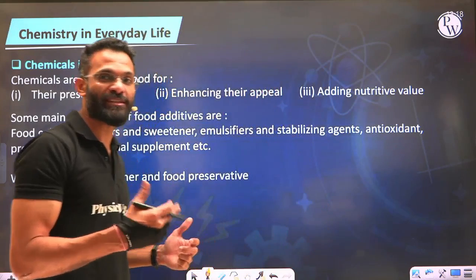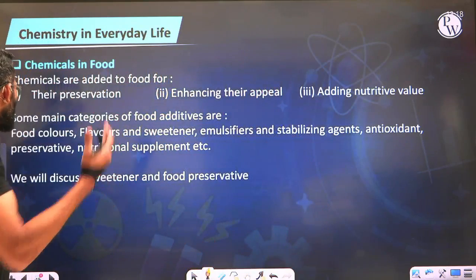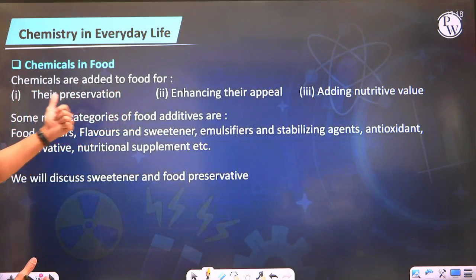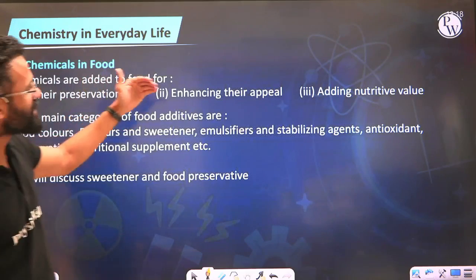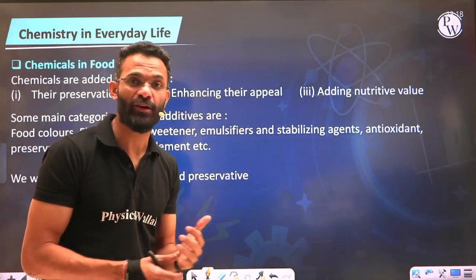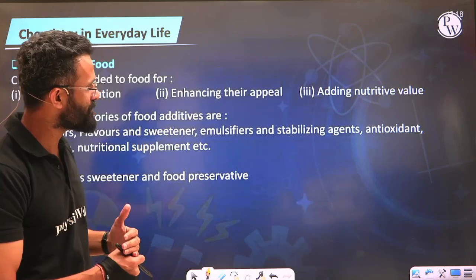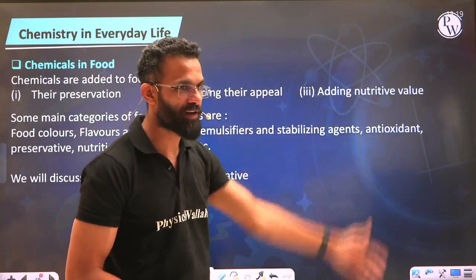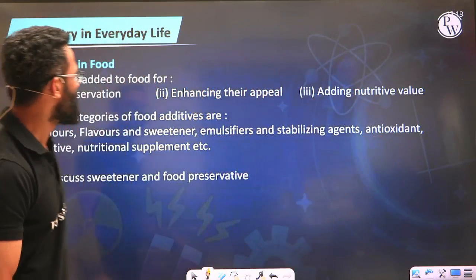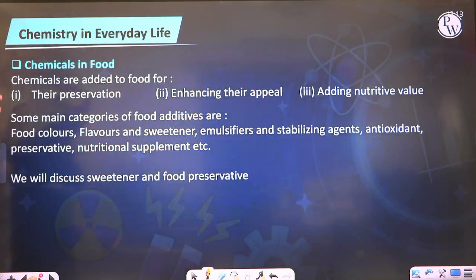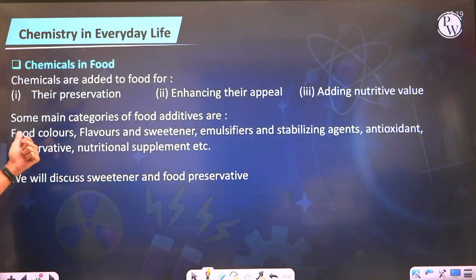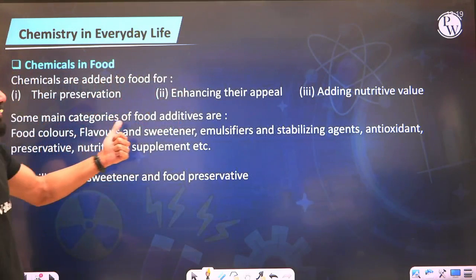So one of the reasons why we add chemicals to food: the chemicals added to food are for preservation, like I said, or for enhancing their appeal, that is how exactly they look, or how the color has to be used for that particular food, or they are also used for adding nutritional value. So guys, how do we maintain this, that is preservation, enhancing the appeal, or addition of nutritional value? We can do that by adding food colors or flavors or sweeteners.